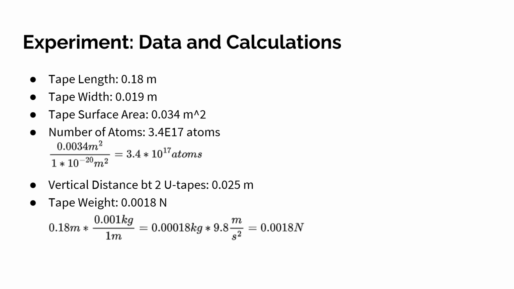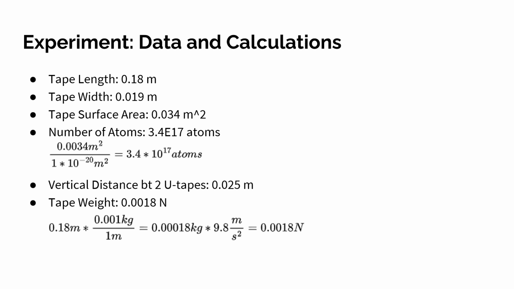We use this to calculate the surface area of the tape, and we used this information to calculate the number of atoms. I did this by dividing the surface area of the tape by the surface area of an atom. And I got 3.4 times 10 to the 17th atoms. As stated before, the vertical distance between the two U-tapes was 0.025 meters, and the tape weight was 0.0018 newtons.